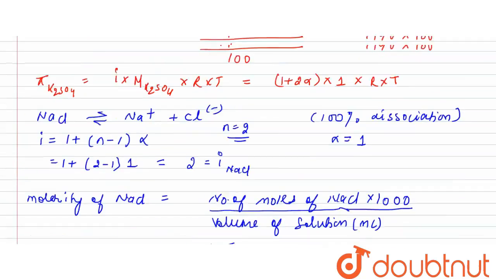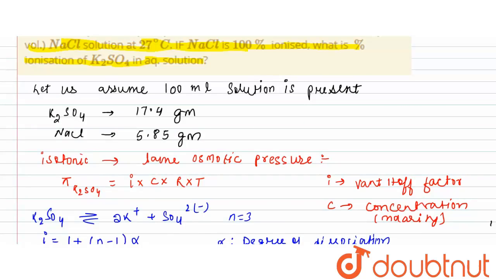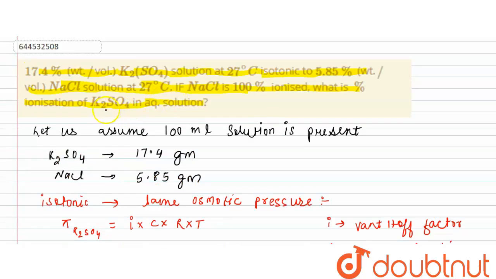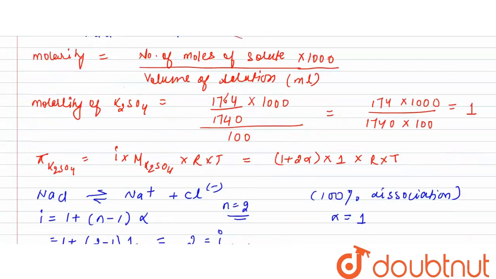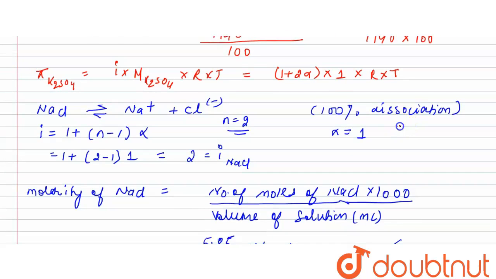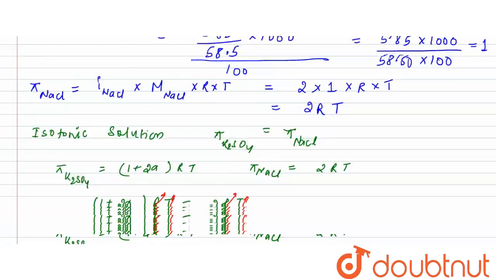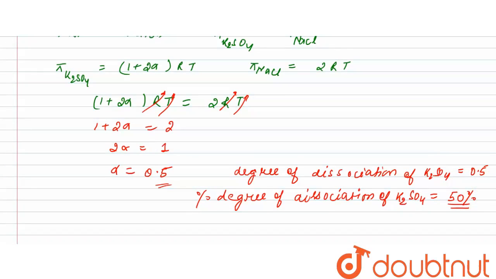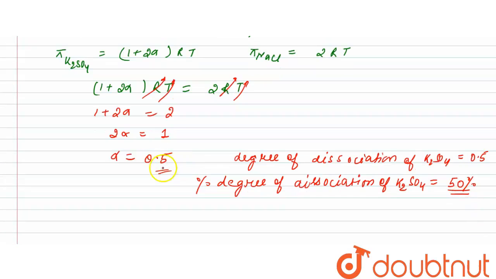As you can see, the question asked what is the percentage ionization of K2SO4 in aqueous solution. Since NaCl was 100% ionized, you don't need to calculate for NaCl. We took alpha as 1 for NaCl since it is given 100% ionized, but since K2SO4 was not 100% ionized, we calculated that for K2SO4 the degree of dissociation is 0.5, and this is our required answer.